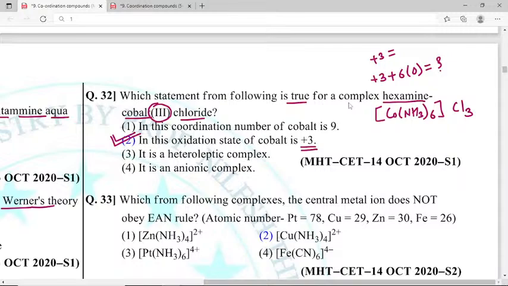In this, the coordination number of cobalt is 9? No, there is no 9. There is a 6. Is it heteroleptic? No, it is homoleptic. Is it an anionic complex? No, it is a cationic complex. So this is not correct. This is not correct. Okay, this is again not correct. First option. So the second option is correct. In this, the oxidation state of cobalt is +3.